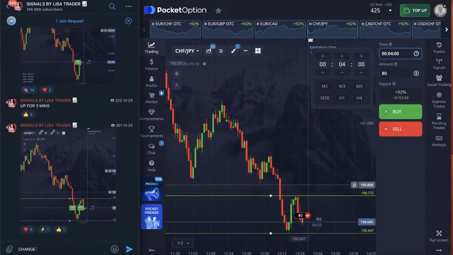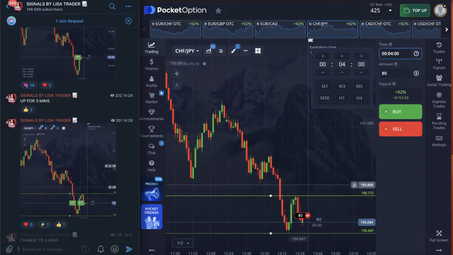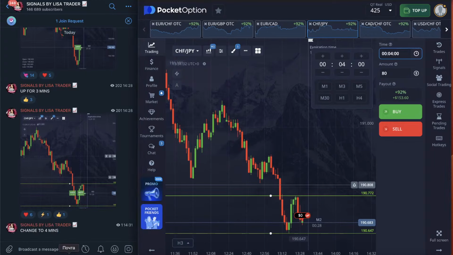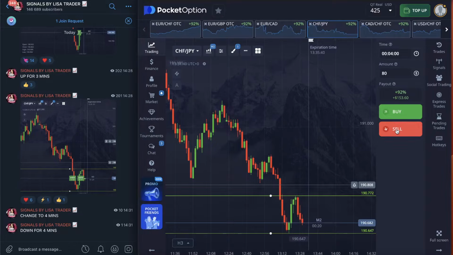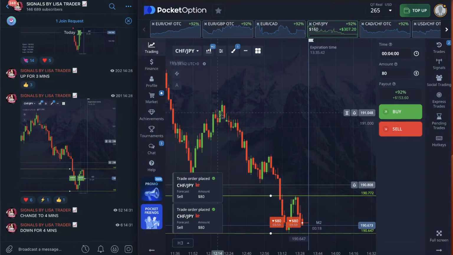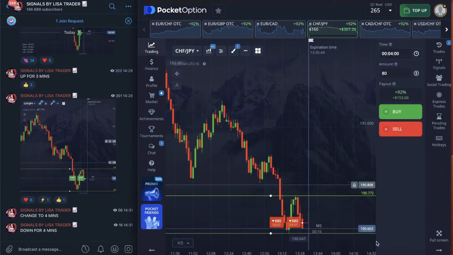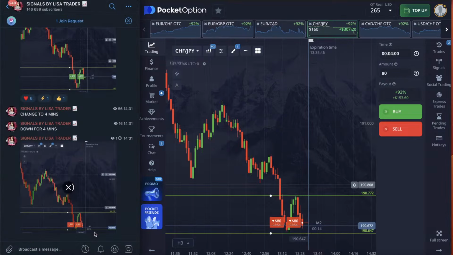Change to 4 minutes. We're gonna stay at the same currency pair because the other ones are definitely not better. And here, down for 4 minutes. Okay, we're gonna follow the downward trend here then. Okay, and let's wait here.